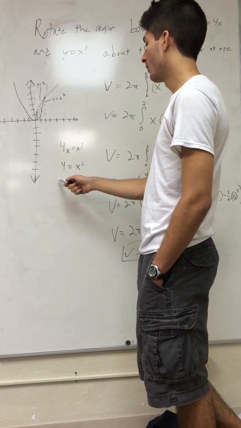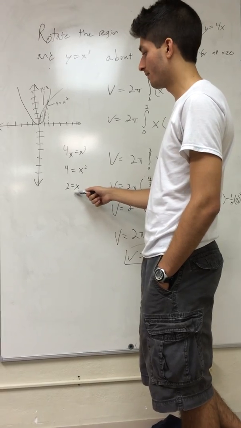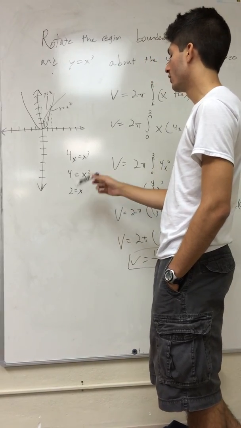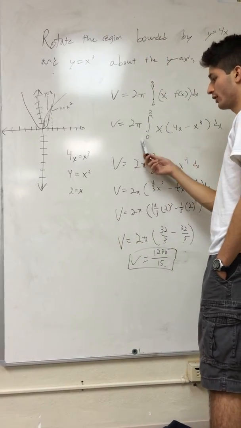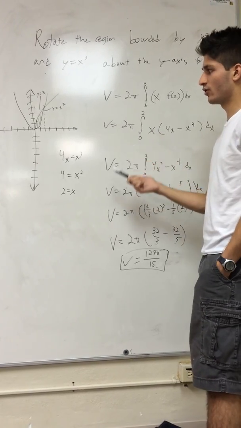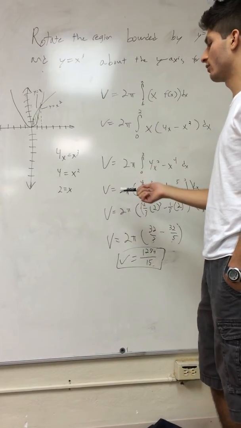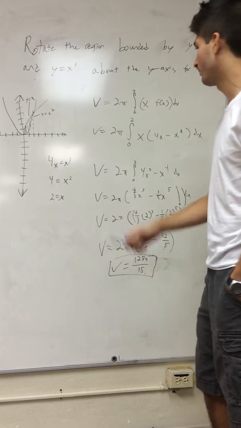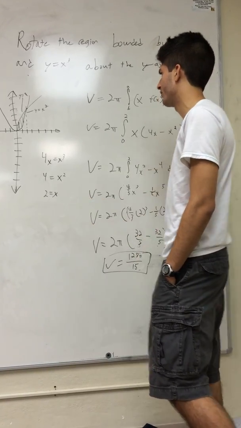You will actually get plus or minus 2, but if you plug in a negative 2, you'll get a negative area. We can't do that because you can't have a negative volume, so we just use the positive 2.